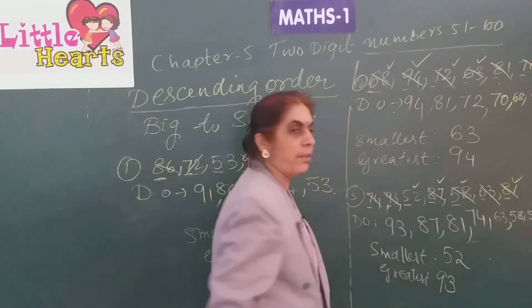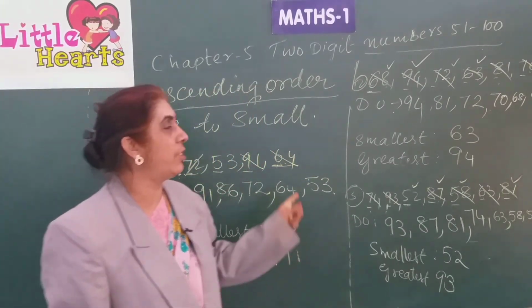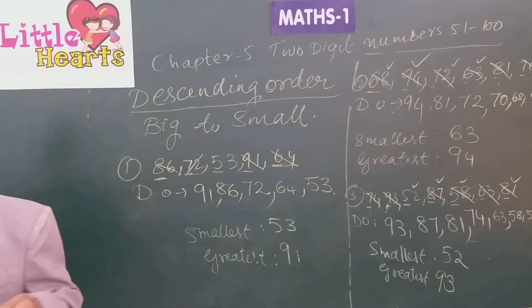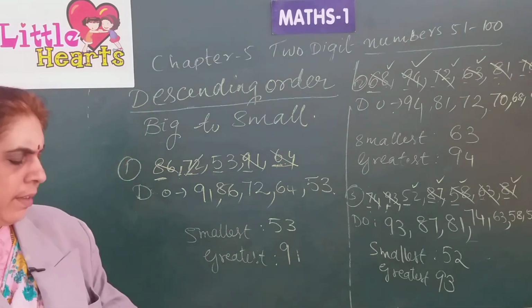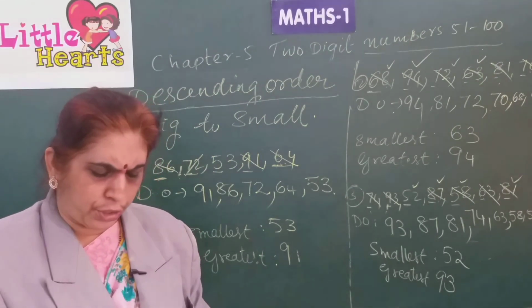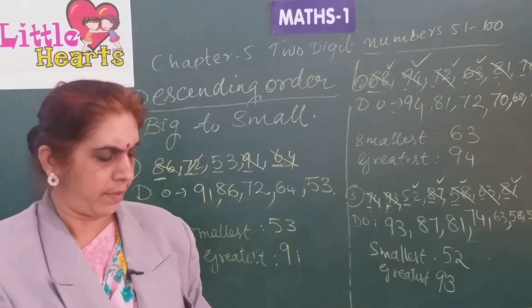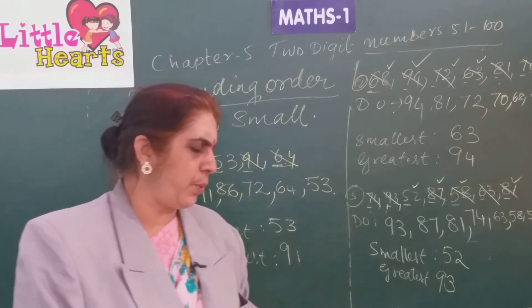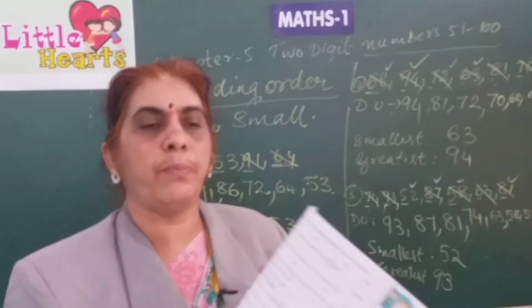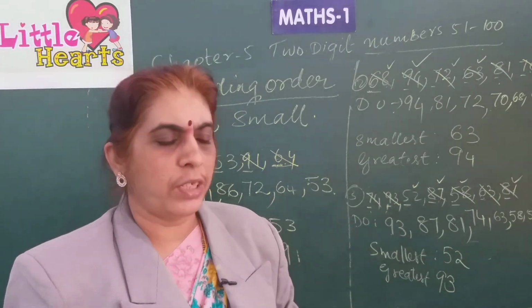So in this way you can arrange the given set of numbers in ascending order and descending order. Many exercises are given in the textbook from 74 to 82. Many exercises are given and the worksheet will be sent through WhatsApp.